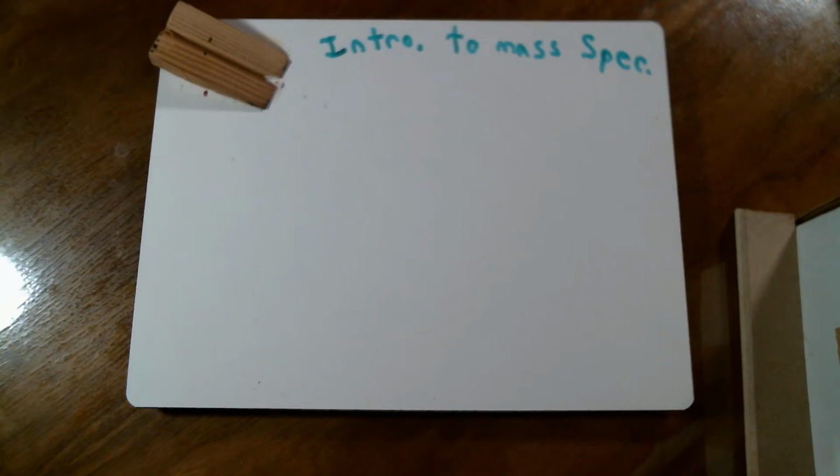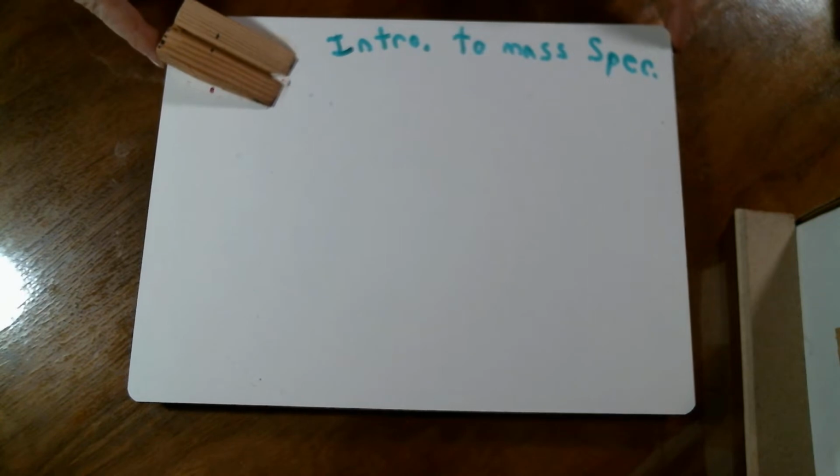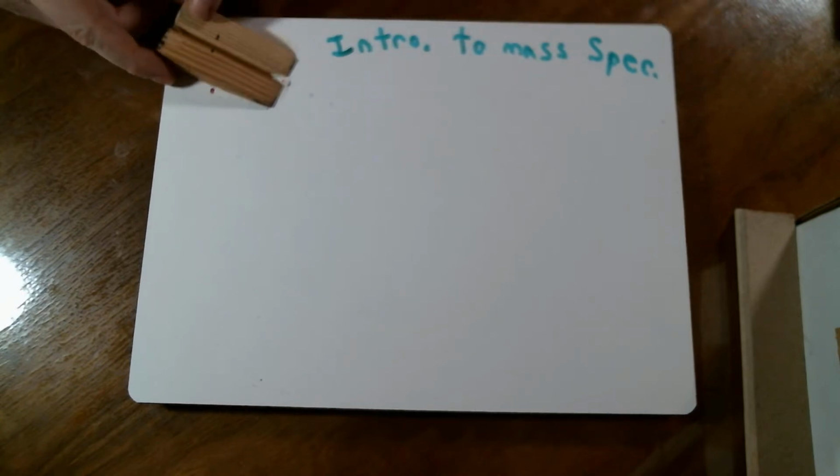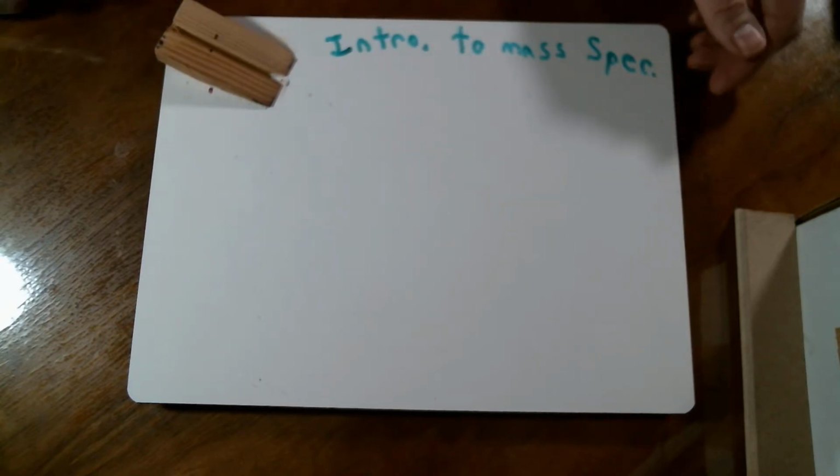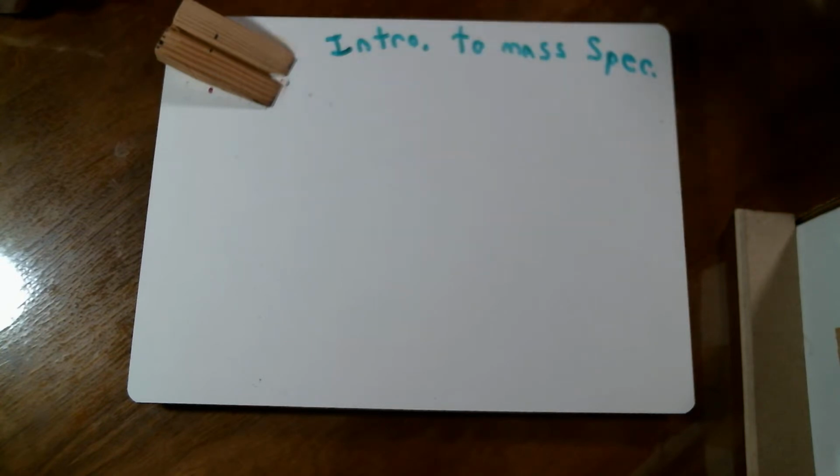This is an introduction to mass spectroscopy. What I have here is a whiteboard. You have a top-down view of this whiteboard. You'll notice I have a ramp on the side here, and I have a tick mark, and that tick mark is to let me know where I can start the marbles from each time, so that I'm doing it consistently every time. So let me go ahead and get started.